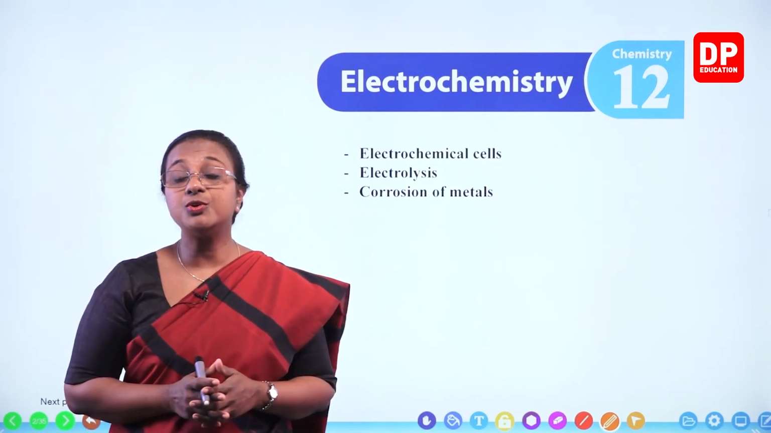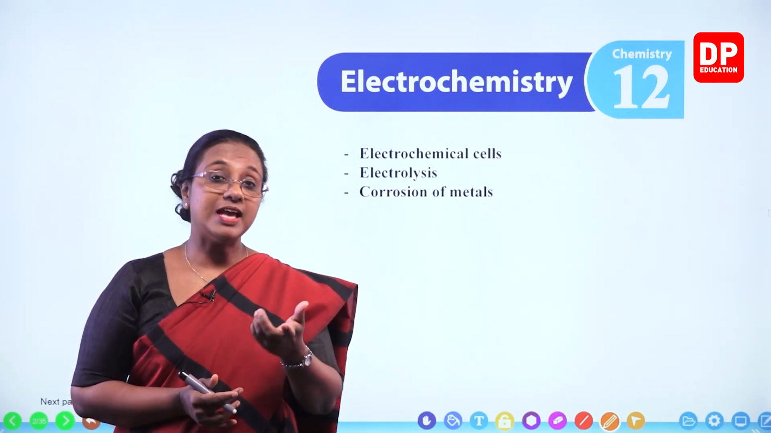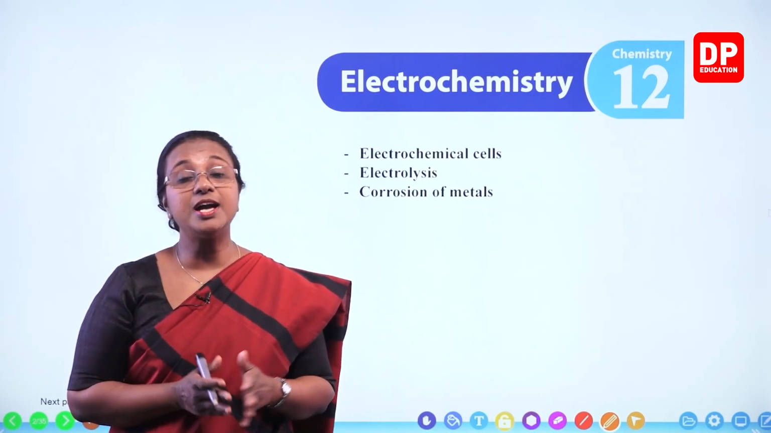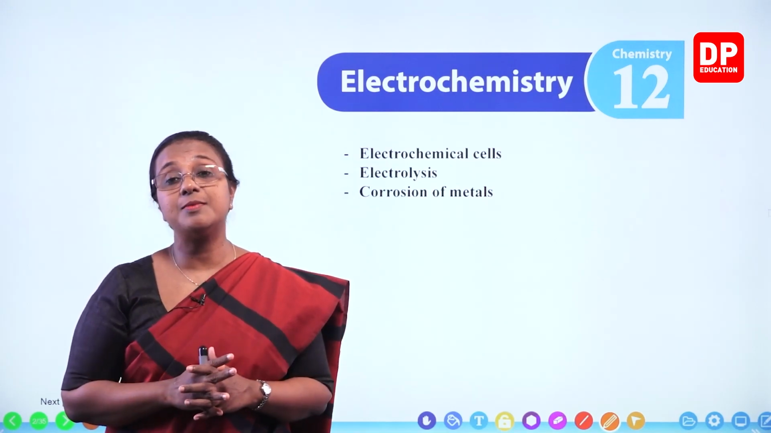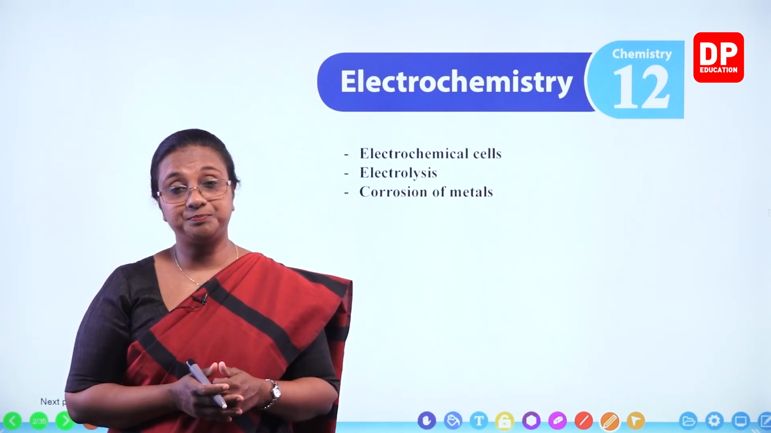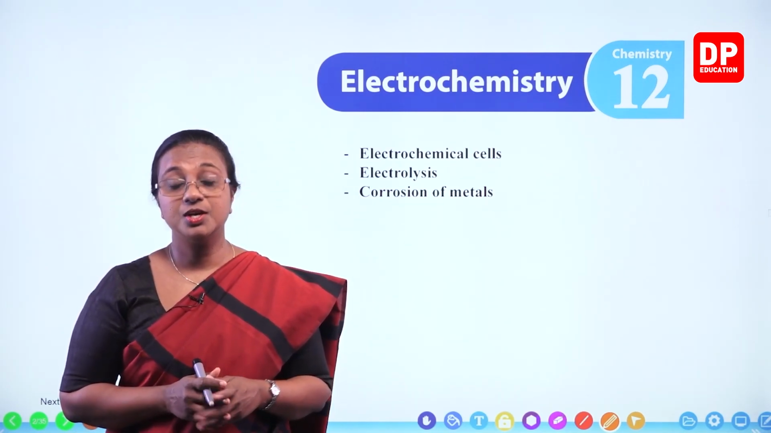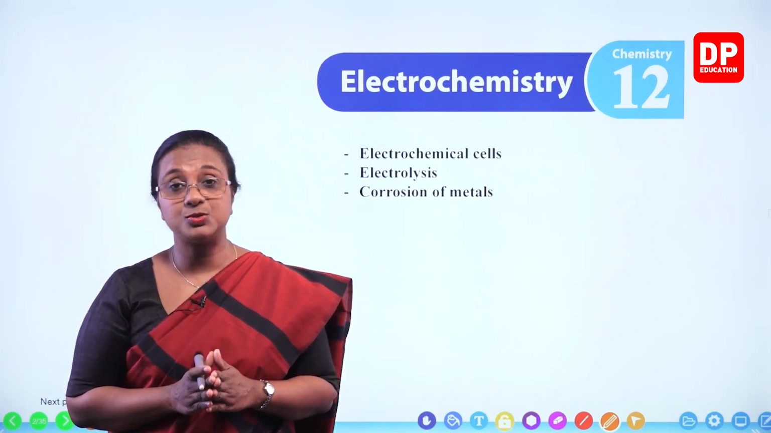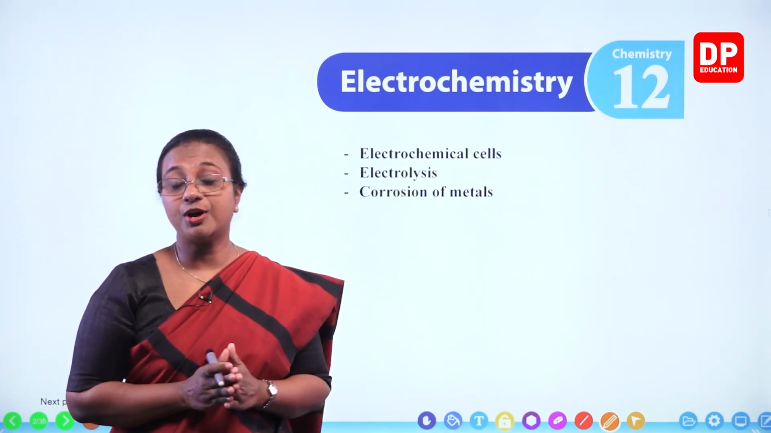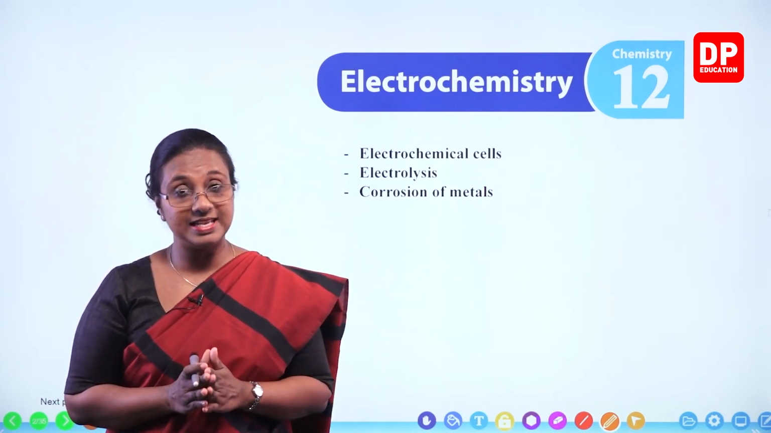Then we have corrosion of metals. You are familiar with that also. Now in the lab we have magnesium strips. Now when you keep it exposed to air, you all know there is the magnesium oxide layer forming on it. Same way rusting of iron. Now all those come under corrosion of metals. So we will be discussing that as well. Electrochemical cells, electrolysis and corrosion of metals. So those are the topics that are going to be discussed under this lesson.